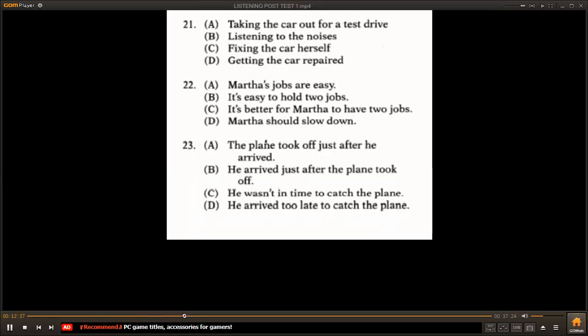Number 22. Martha's holding down two jobs at the same time. She'd better take it easy. What does the woman mean?